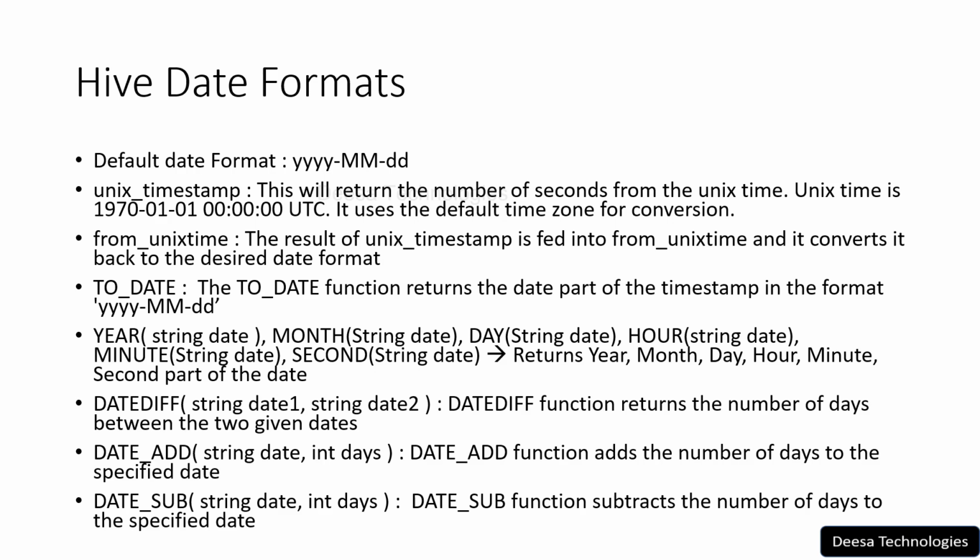Then we have to_date, which just gives the date in the form of YYYY-MM-DD, the default date format. Then we have year, month, day, hour, minute, and second, which are used to extract the year part, month part, or day part from a particular date in string format. Then we have datediff, which will return the number of days between two dates. You give two dates, and datediff gives how many days differ between the two. date_add and date_sub are used to add a number of days to, or subtract a number of days from, a specific date. We will try a few examples and understand them.